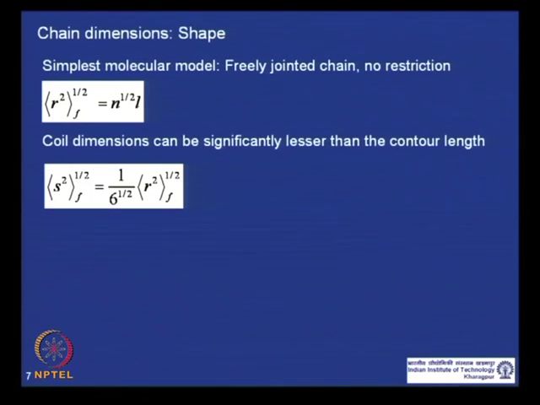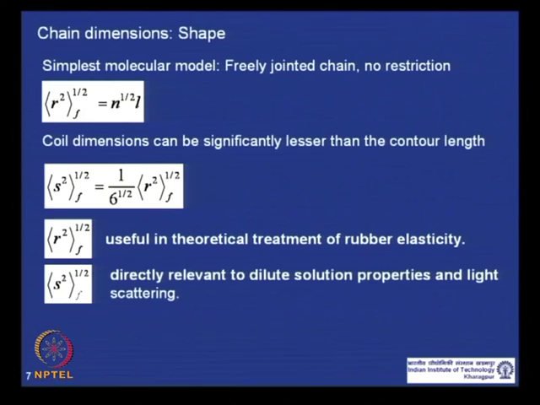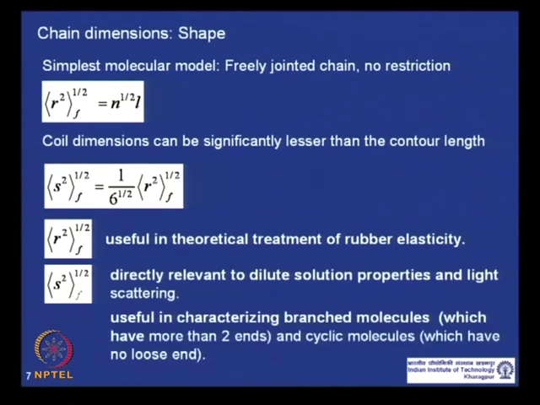As we have seen, it can be shown that the radius of gyration can be found from the root mean square (RMS) end to end distance. And as I said earlier, the RMS end to end distance is useful for rubber elasticity, and the radius of gyration is useful for dilute solution properties and light scattering, and it can also be useful for branched molecules and cyclic molecules.